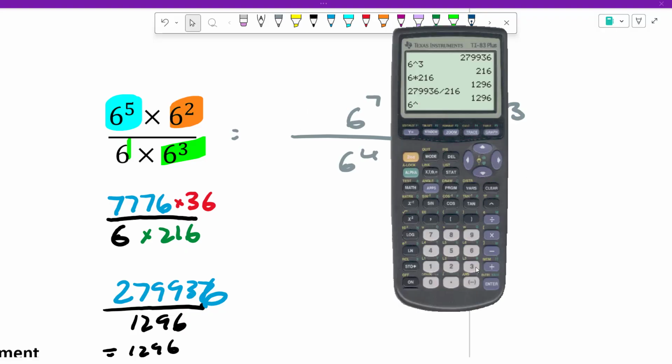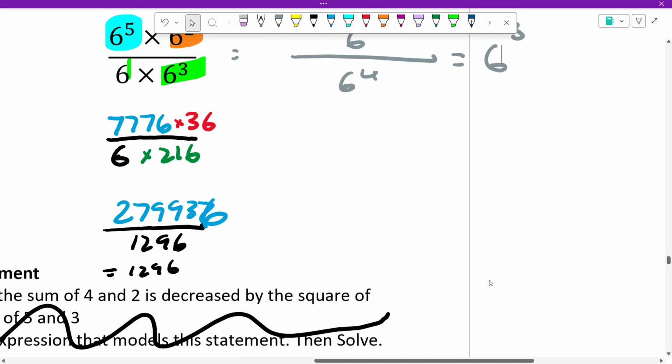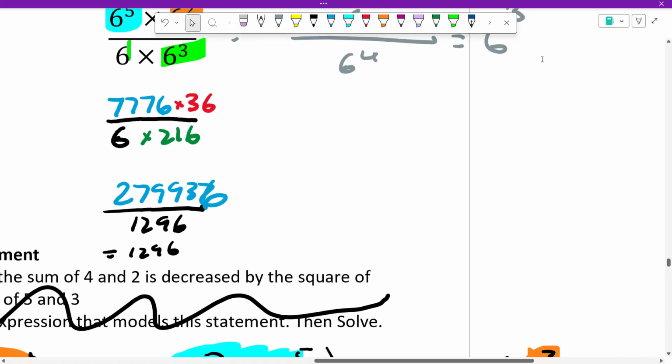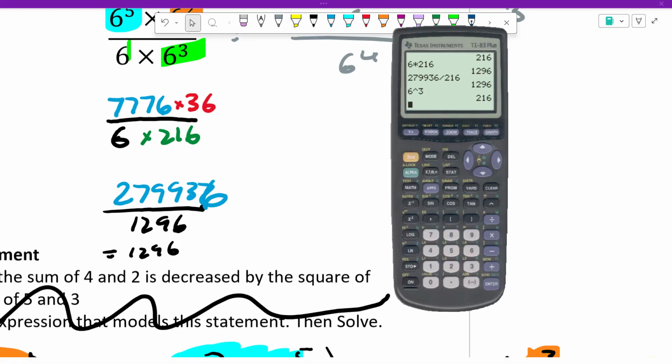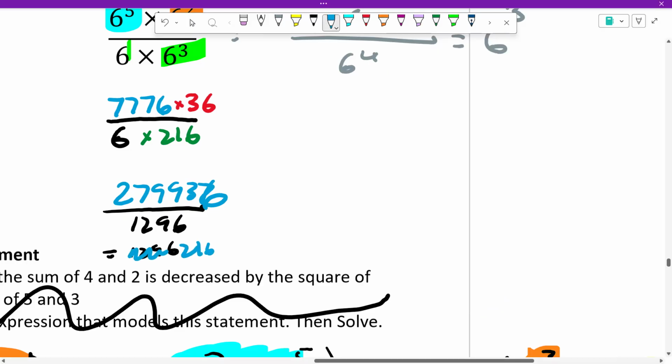6 exponent 3 is 216. Wait. Yeah, did I end up with the same answer? Or did I make a mistake on the other side? The second one was way easier. You should end up with the same answer. Oh, that's why. I made a mistake when I was dividing the first one. 279,936 should have been divided by 1296. Sorry, that was my fault. They both end up with 216 here.